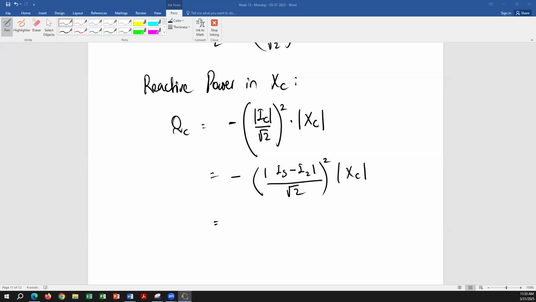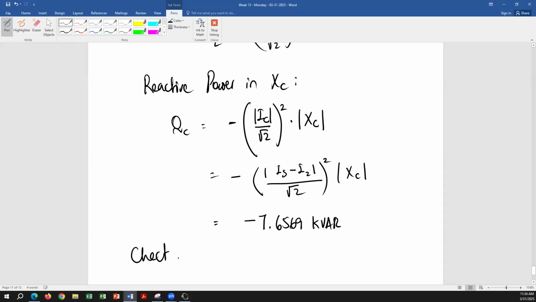So IC is Is minus I2, and then I'm going to write down QC is equal to negative absolute value of IC square times absolute value of XC divided by 2, which is negative 7656.9, negative 7.65669 kilovolt ampere reactive.